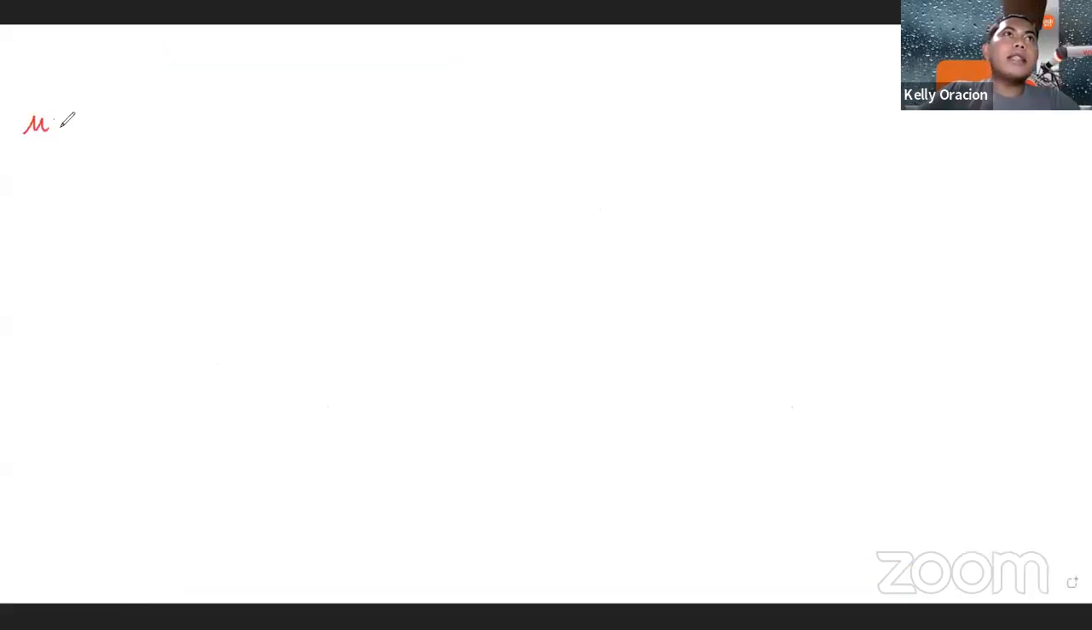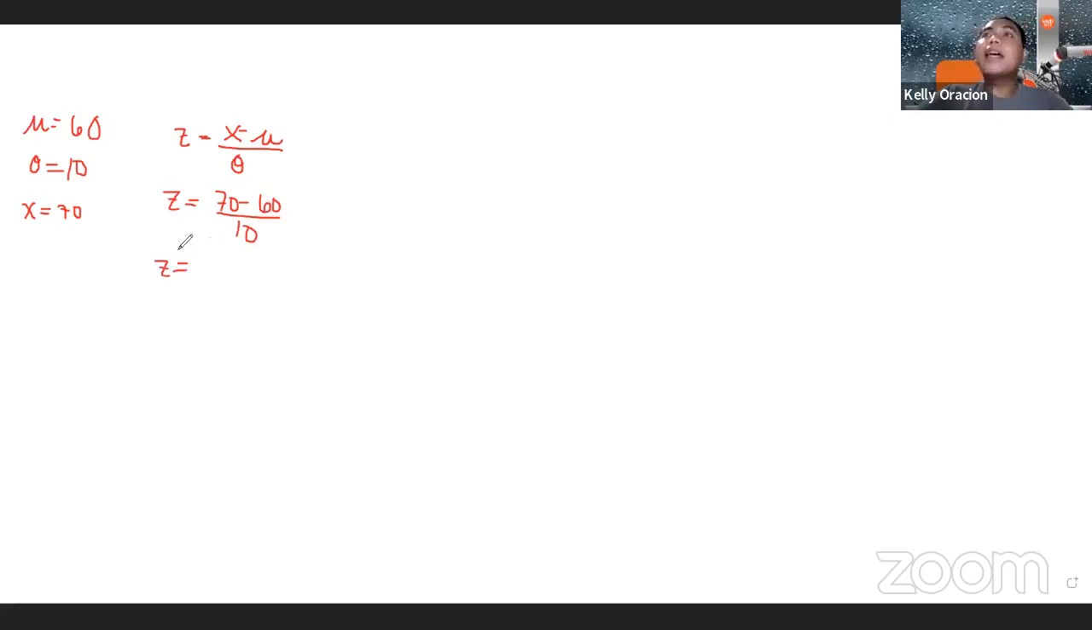So the mean is 60. The standard deviation is 10. And your score is 70. Your score is X. The formula of z-score is X minus mean over standard deviation. So Z is equal to X, which is 70, minus 60 over 10. We have 70 minus 60 is 10. 10 divided by 10 is 1.